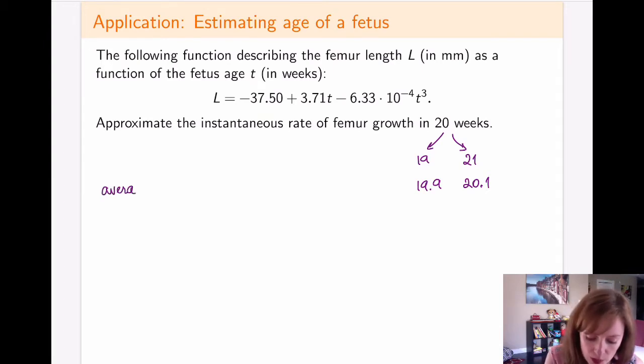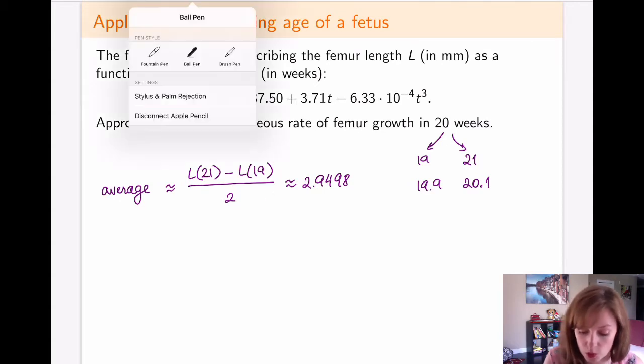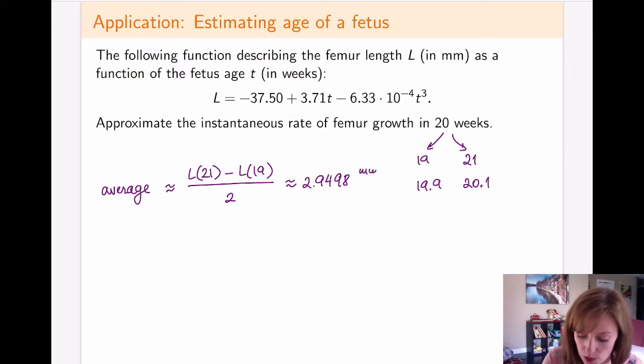So we're actually going to compute those two. So the average between 19 and 21. So I'm going to plug in 21 into my formula and 19 and divide by the 2 weeks in between, and the number comes out to be 2.9498. The units are whatever the units of my top measurement were, which were millimeters, over the units on the bottom, which were weeks. So this is millimeters per week.